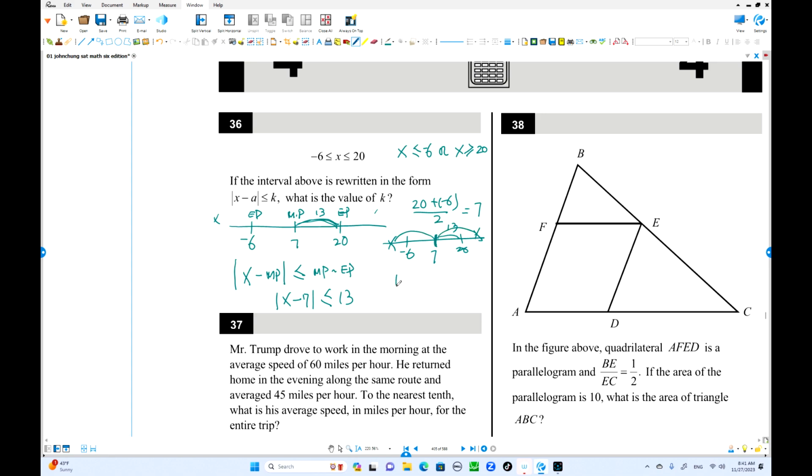But in this case, we have to use this one, x minus 7, but greater than or equal to 13, okay? This is outside of these two endpoints. This is inside endpoints, okay? So the value of k is, anyway, 13 is the answer.